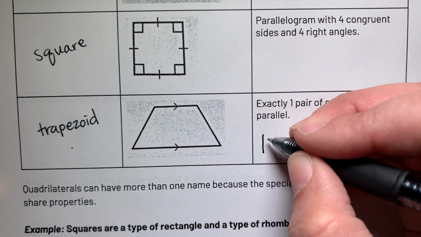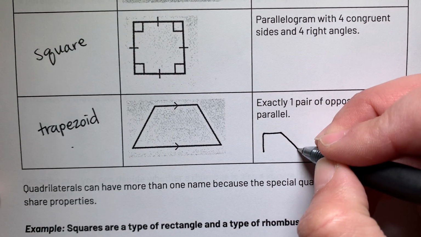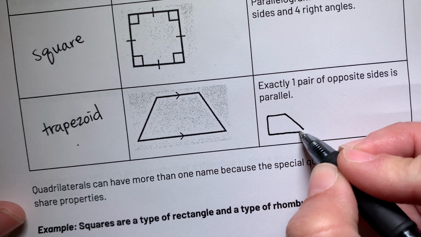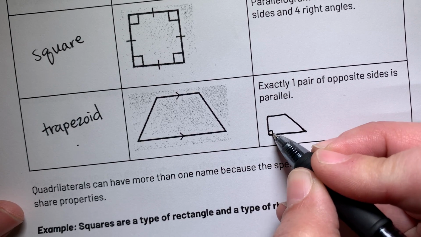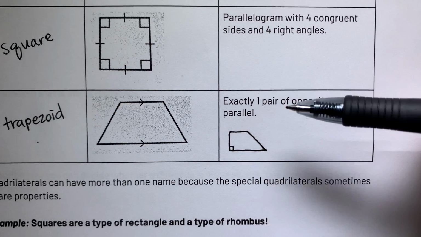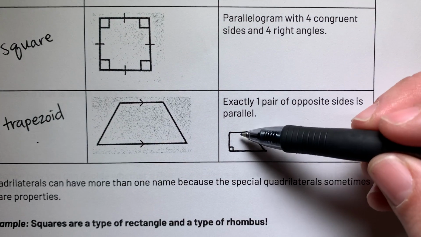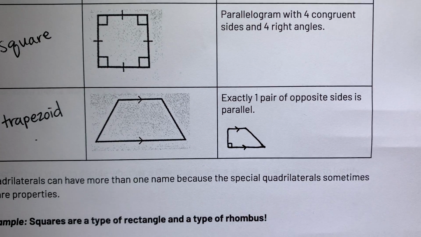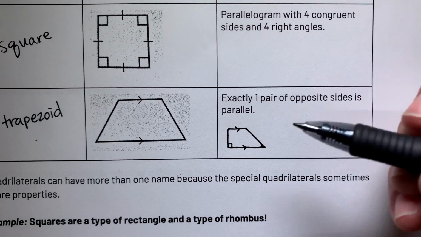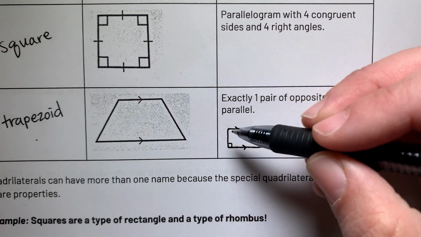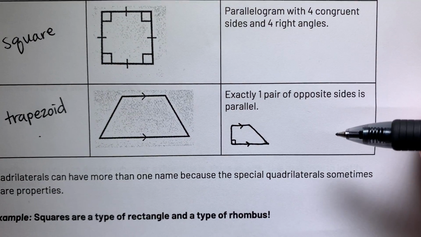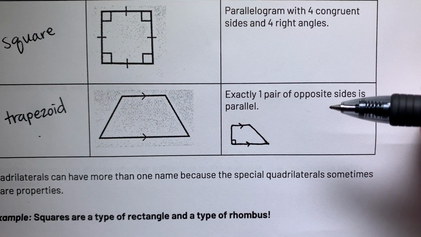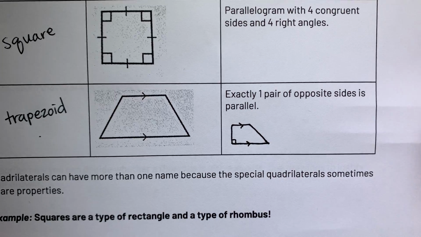I'm going to draw right here another example of a trapezoid that a lot of people don't know is a trapezoid. Okay, trapezoids can also look like this. So see here, these are parallel and these are not parallel. Even though that's a 90-degree angle, this is still an example of a trapezoid.